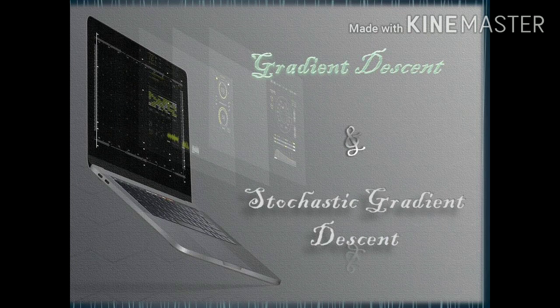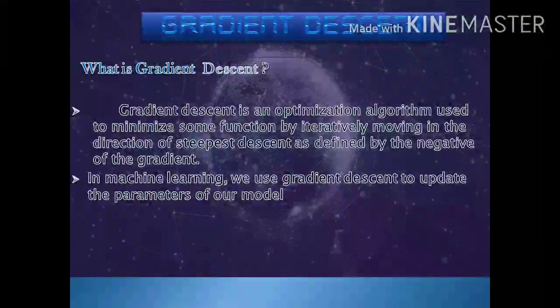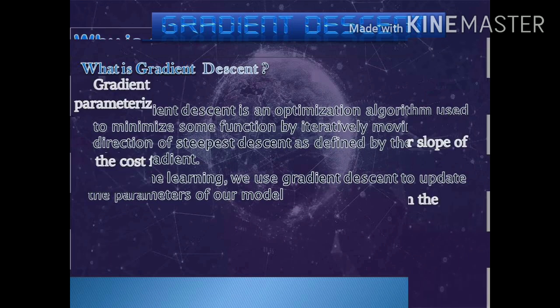Now, let's discuss about gradient descent. What is gradient descent? Gradient descent is an optimization algorithm used to minimize some function by iteratively moving in the direction of steepest descent as defined by the negative of the gradient. In machine learning, we use gradient descent to update the parameters of our model.